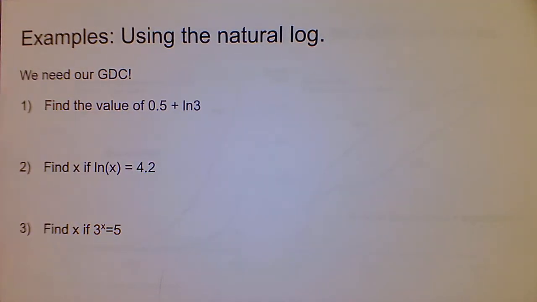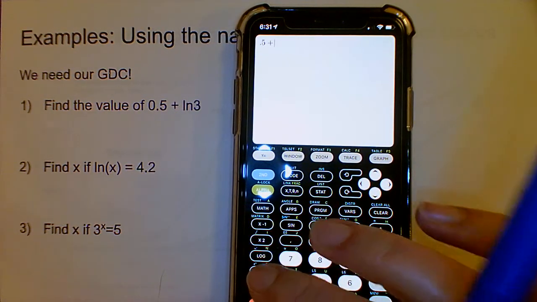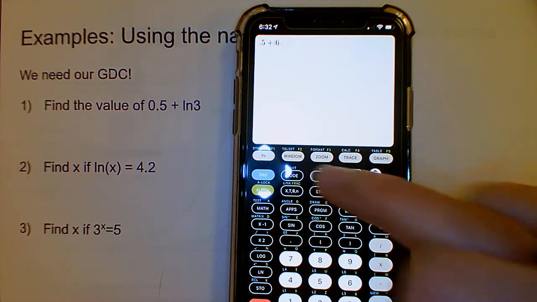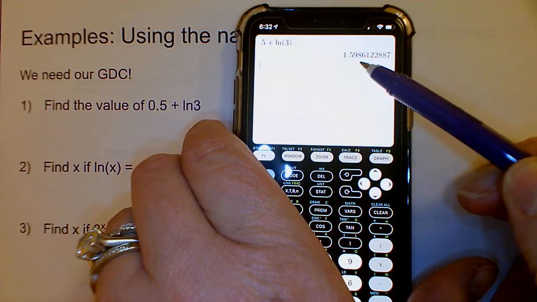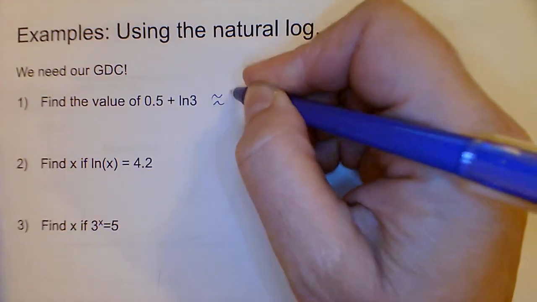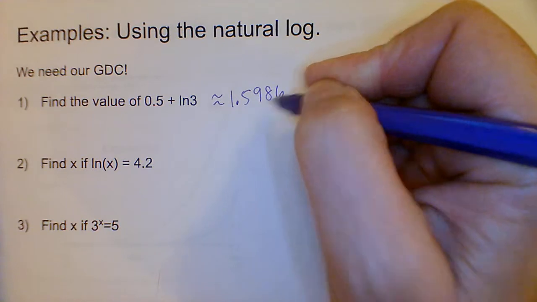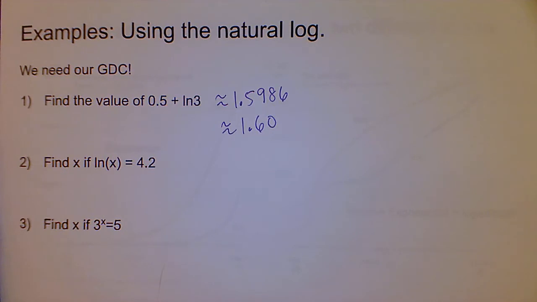This, again, can be simply put into our graphing calculator. So we can put 0.5 plus natural log of 3. Press enter. 1.5986. So this was approximately 1.5986, which we can round to 1.60. That's absolutely fine. Okay. All right.